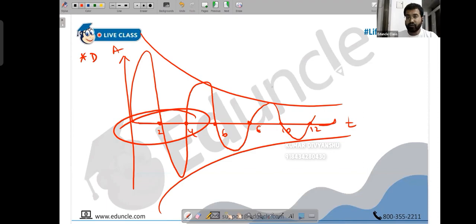So basically, if an exam asks you that initially the system was in vacuum, time period was T, and now the system is kept in a resistive medium, what happens to the time period? It increases. Understood? But if I ask you that in damped harmonic oscillation, is time period constant?